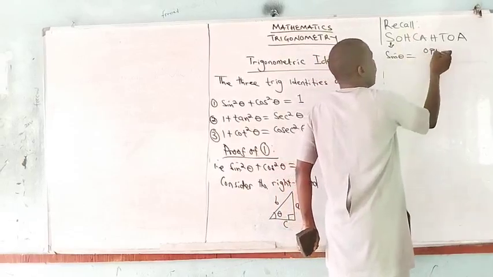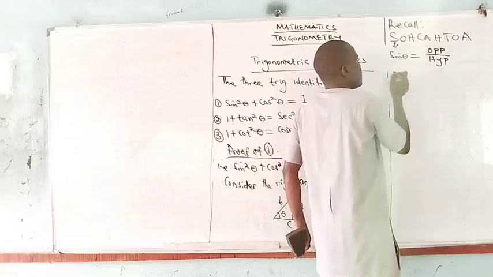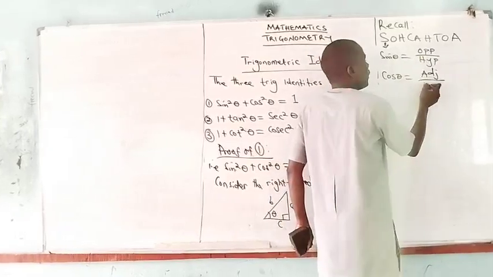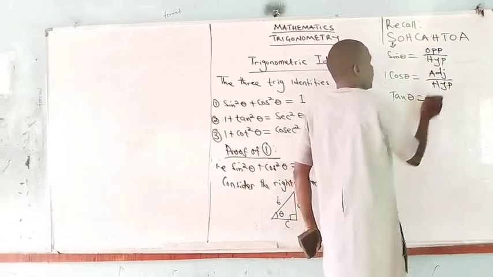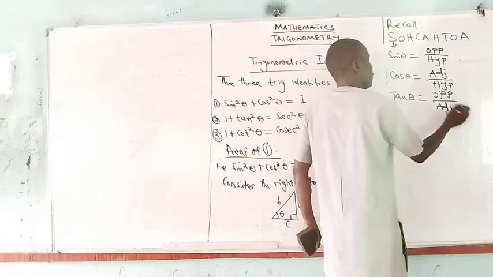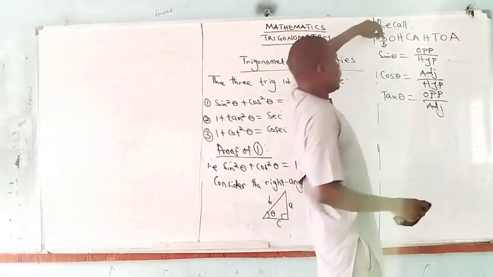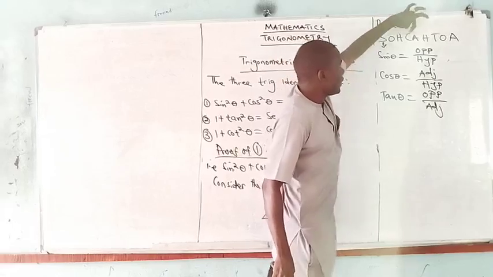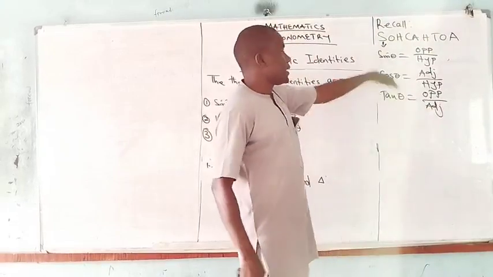O stands for opposite, while H stands for hypotenuse. Then C stands for cos theta, which is equal to A, the adjacent, divided by H, hypotenuse. And T stands for tan theta, O stands for opposite, and A for adjacent. So this is a short formula that will help you to recall. So sine is opposite over hypotenuse, cos is adjacent over hypotenuse, then tan is opposite over adjacent.